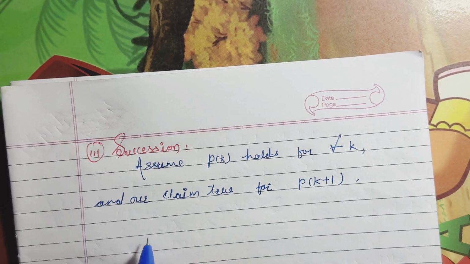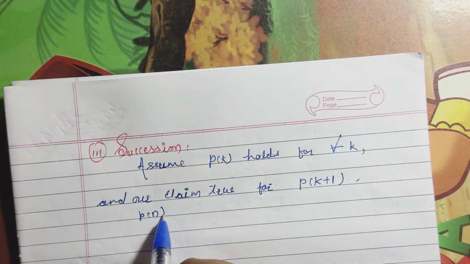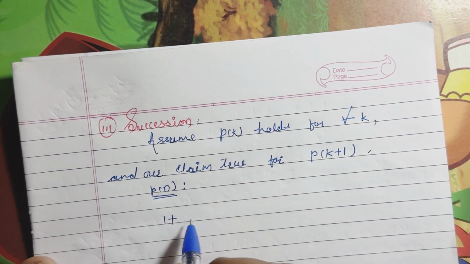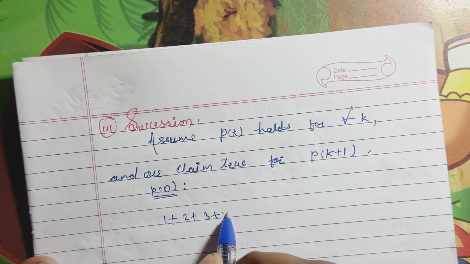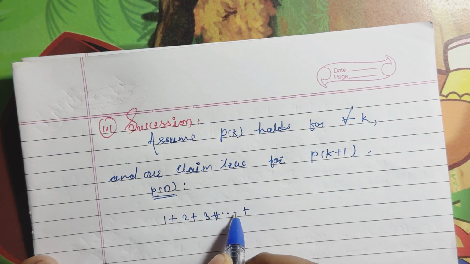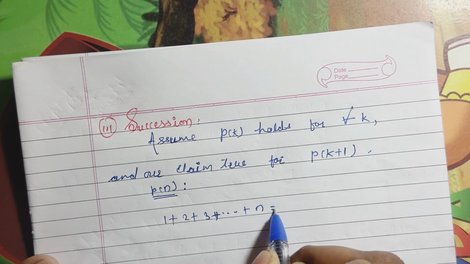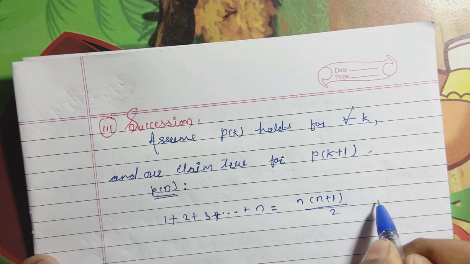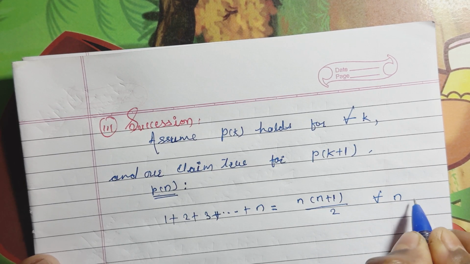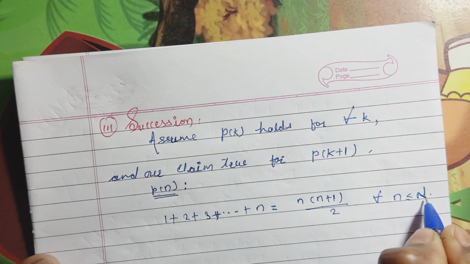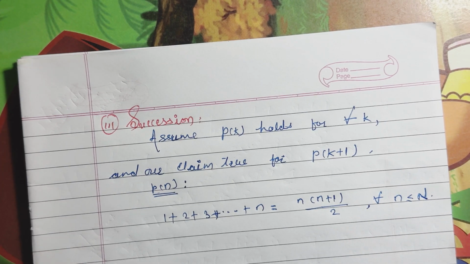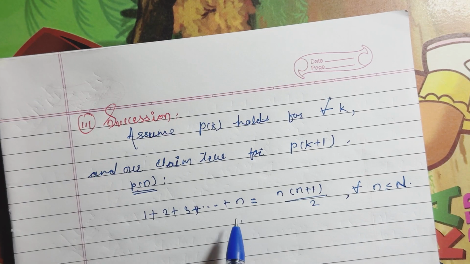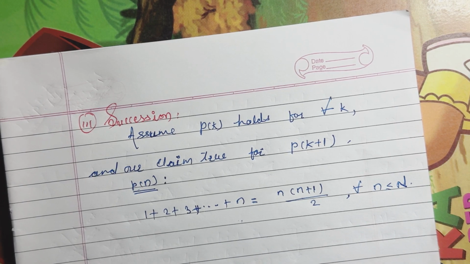So what is our statement P of n? The P of n statement we are taking: 1 plus 2 plus 3 plus up to n, which is equal to n into n plus 1 divided by 2, for all n in the natural numbers. This is our given statement. We have to prove this holds for P of k plus 1.